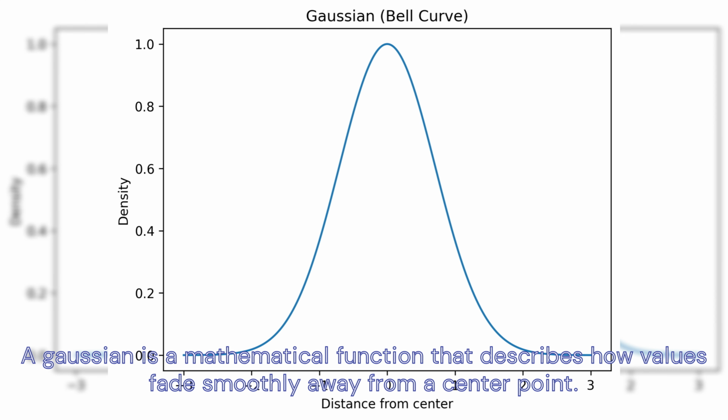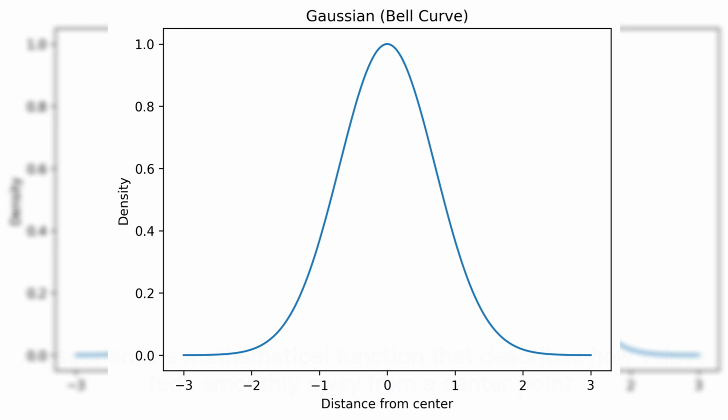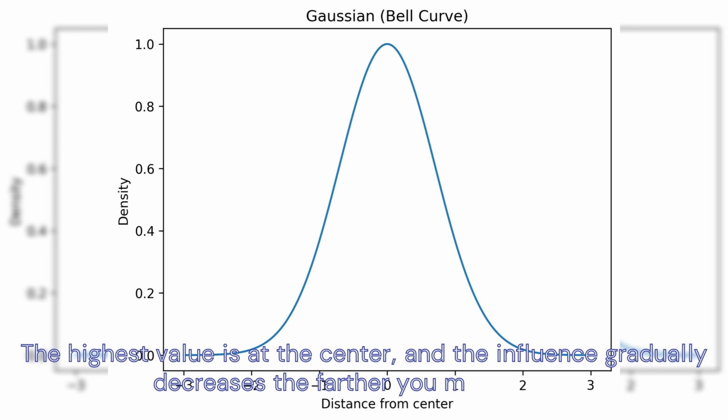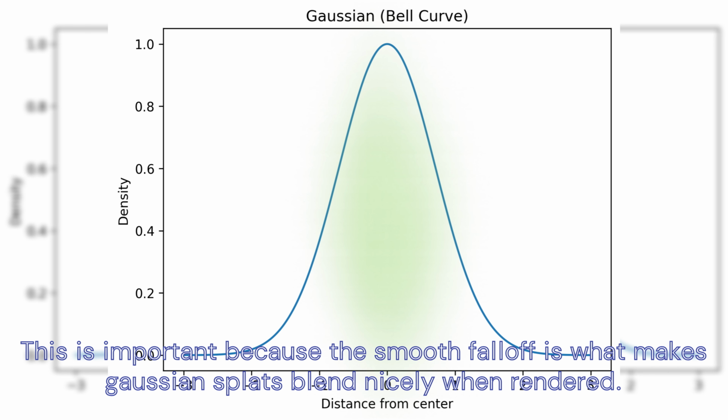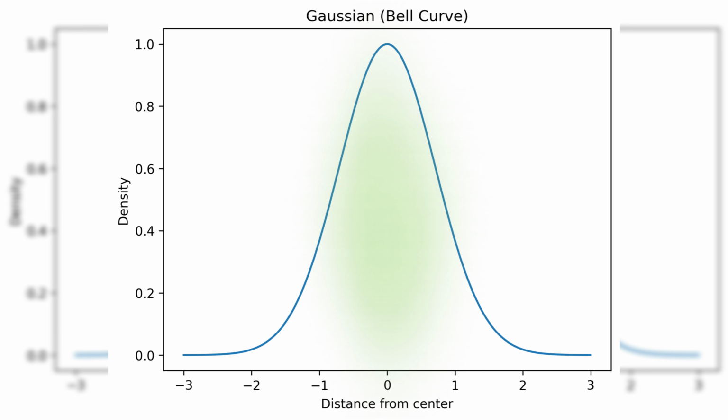A Gaussian is a mathematical function that describes how values fade smoothly away from a center point. The highest value is at the center, and the influence gradually decreases the farther you move away. This is important because the smooth falloff is what makes Gaussian splats blend nicely when rendered.